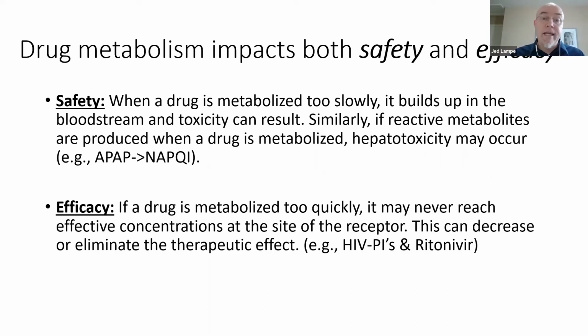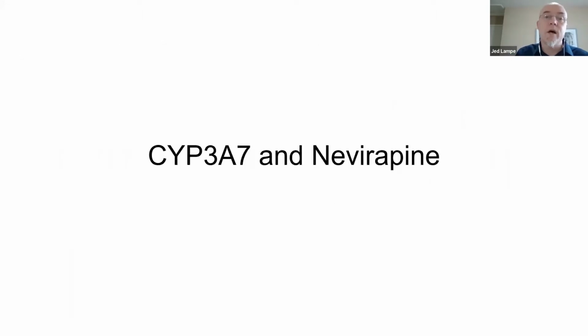It can also affect efficacy if a drug is metabolized too quickly. Now, that's probably less the case with 3A7, but when that happens, the drug may never actually reach effective concentrations at the site of the receptor. And this can decrease or eliminate the therapeutic effect. An example of that is with HIV protease inhibitors, ritonavir, which we'll talk about in the second part today.